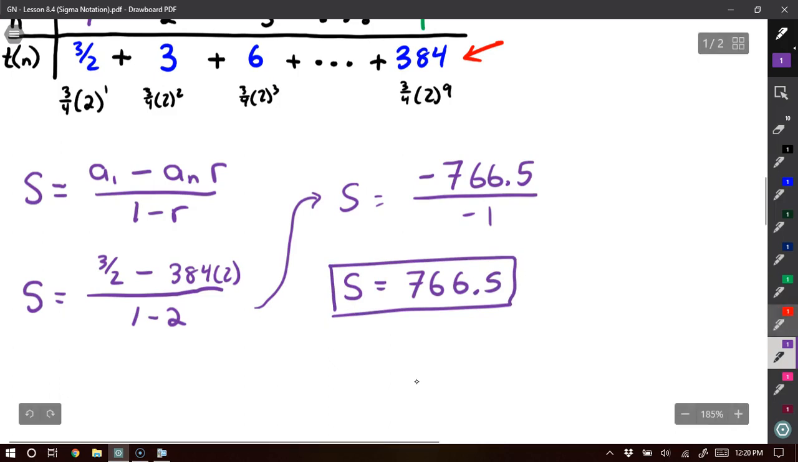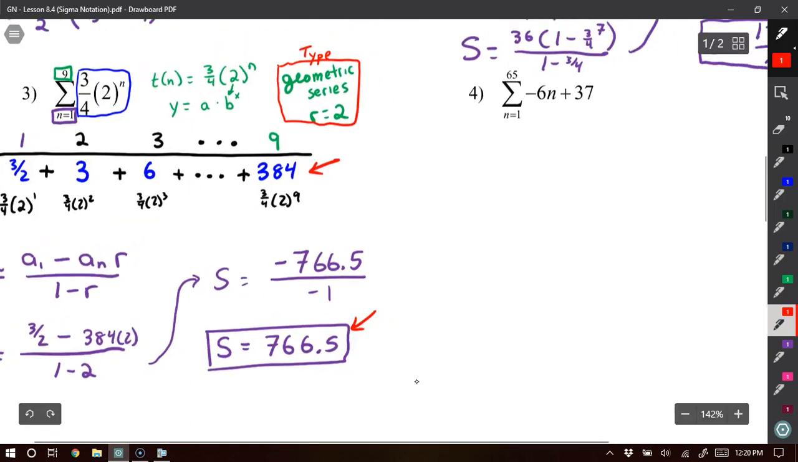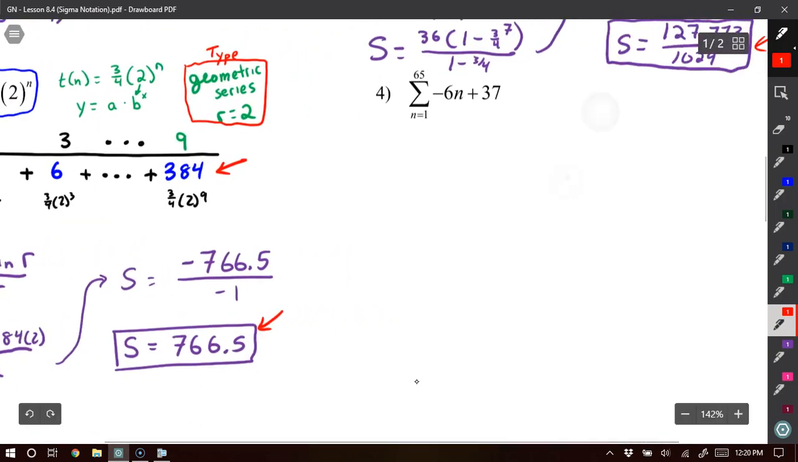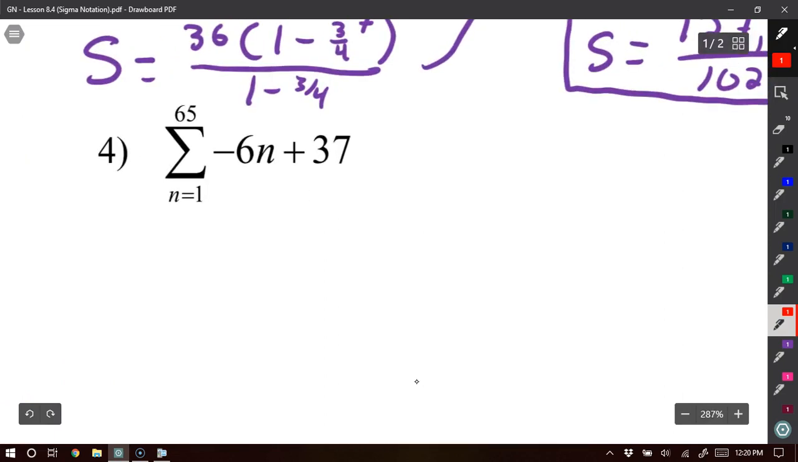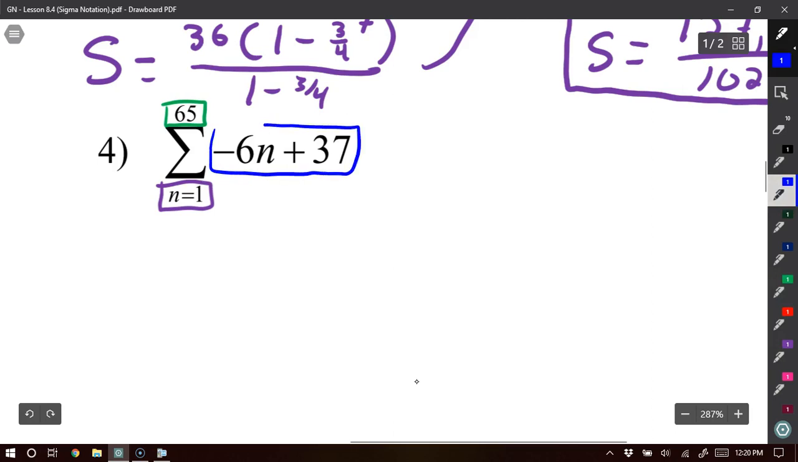So I've answered all 3 parts to the prompt. I stated the type. I wrote out the series. I found the sum. And I'm going to do it in the same order here. Since I have purple on the bottom, I have green on top, and I have blue for my expression. And I'm going to analyze that expression first.